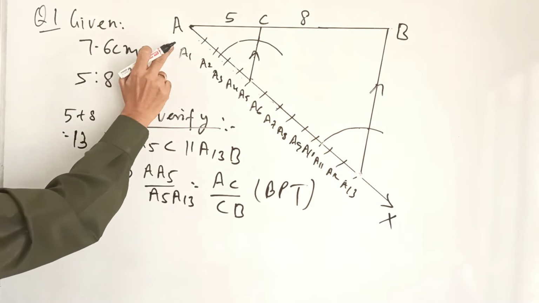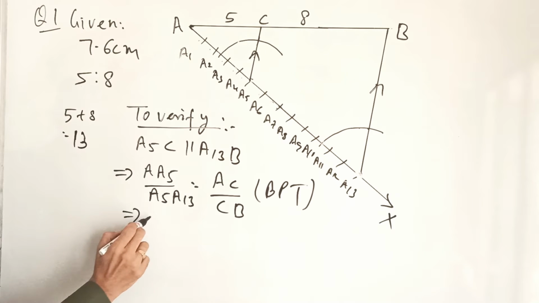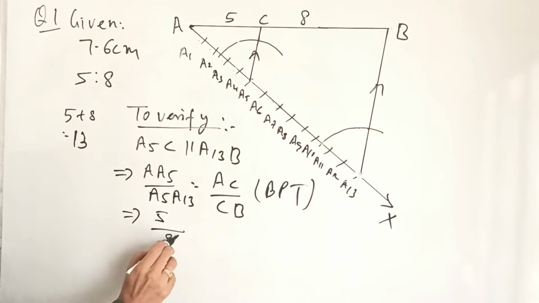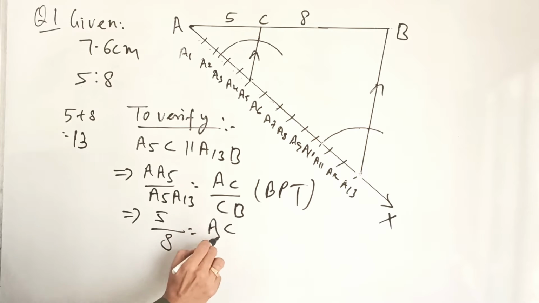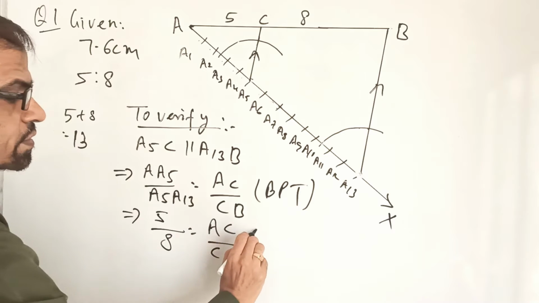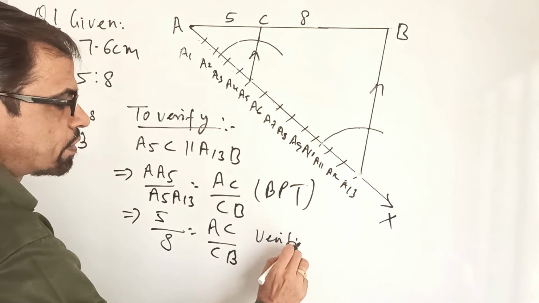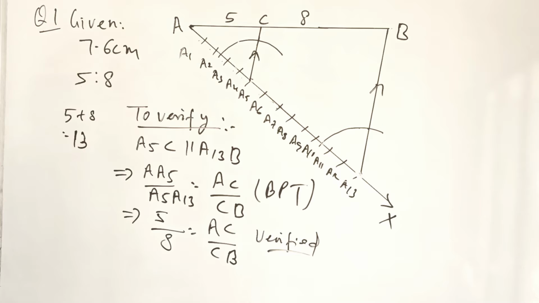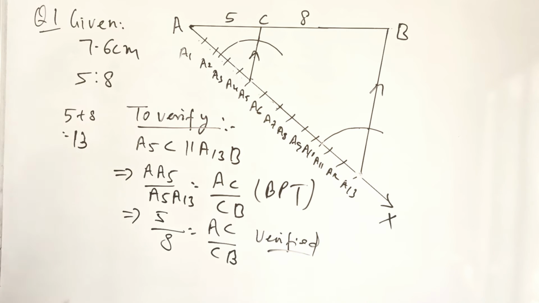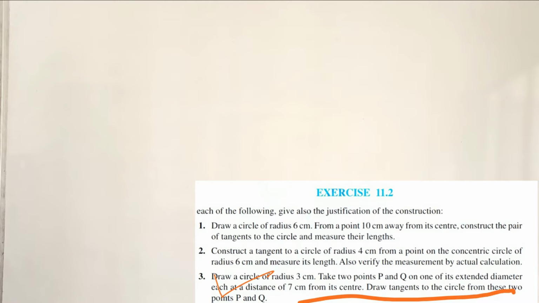Now how many parts are there from A to A5? There are 5 parts. How many parts from A5 to A13? 8 parts. So AC upon CB will be 5:8. This is verified. Okay student, so at the end of construction, you need to verify the construction, how the construction works. See the third question, student, a very important question.